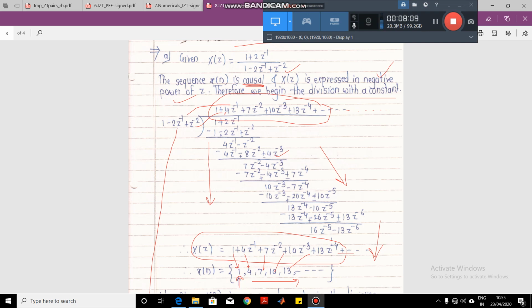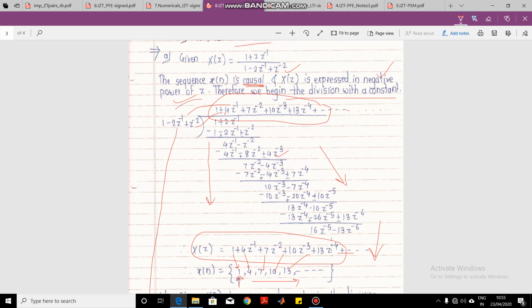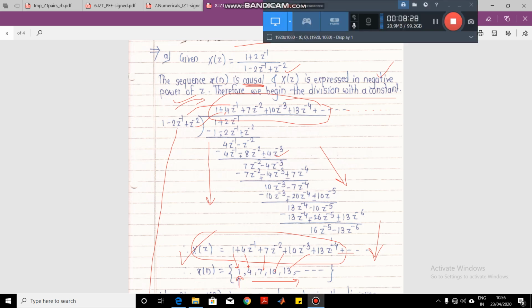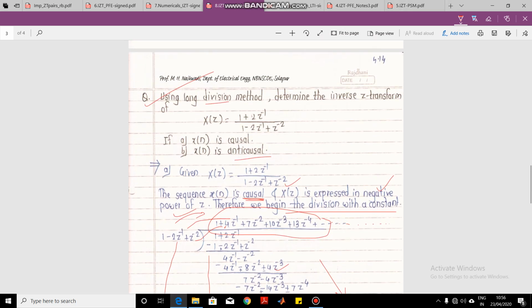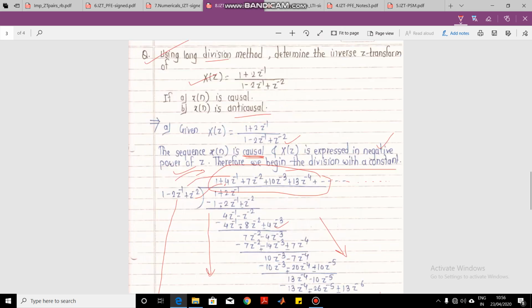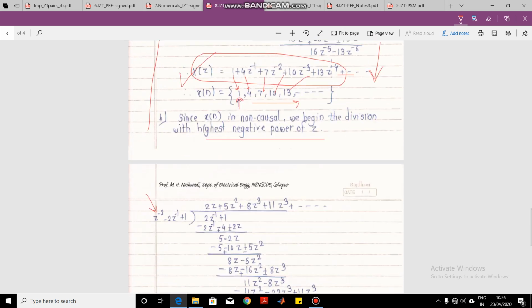When you start with the constant, you will get negative powers of z. And this is what we want, because our causal signal will be the negative powers of z, and from these negative powers of z you can get the coefficients of that signal, which are nothing but the samples of that signal. So in this way we can get the signal from the given z transform by the long division method.